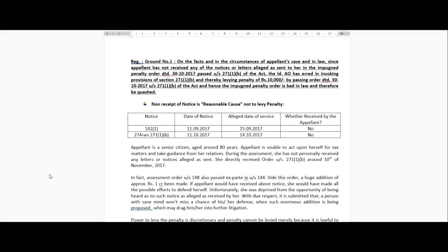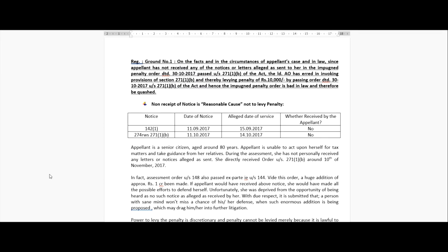Further, this assessment also got completed under section 144, that is ex parte. So she never received an opportunity of being heard, and in the assessment a huge addition of 1 crore was made. What sane-minded taxpayer would not utilize an opportunity to defend themselves? So she never received this notice. She was not even aware that this kind of assessment was going on in her case. So that is the second defense which I have taken here.